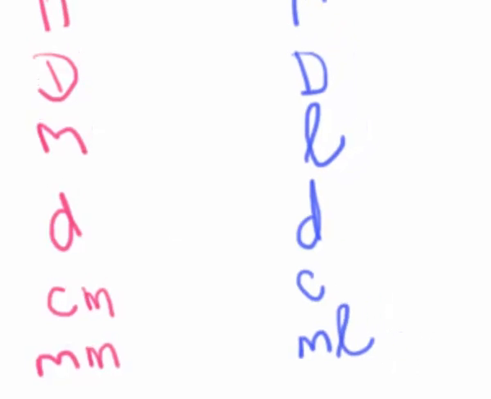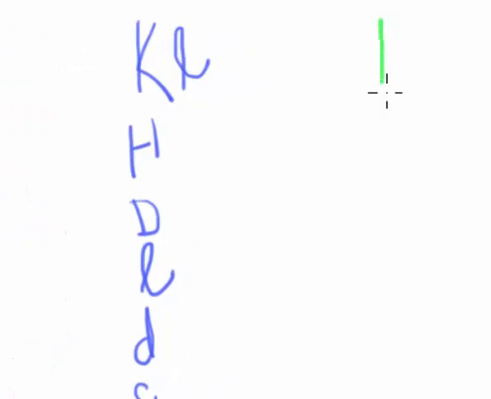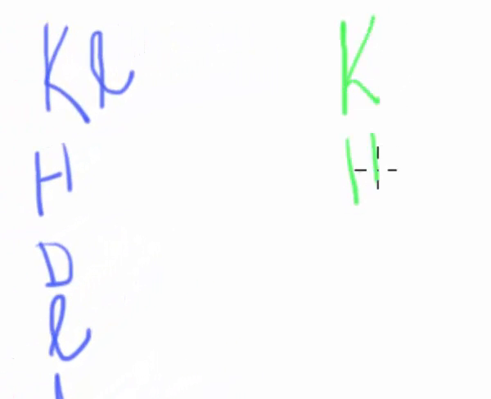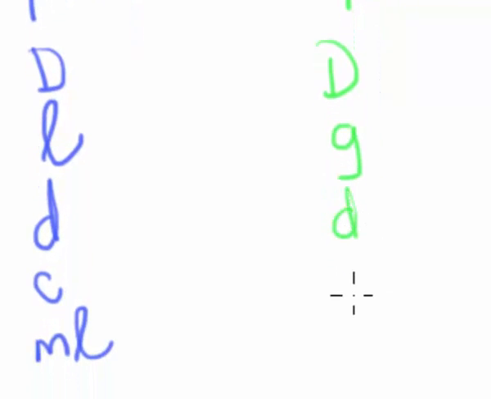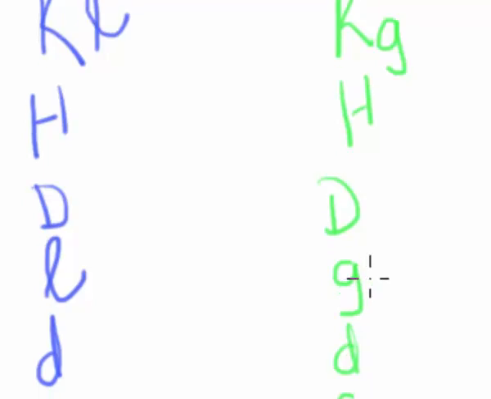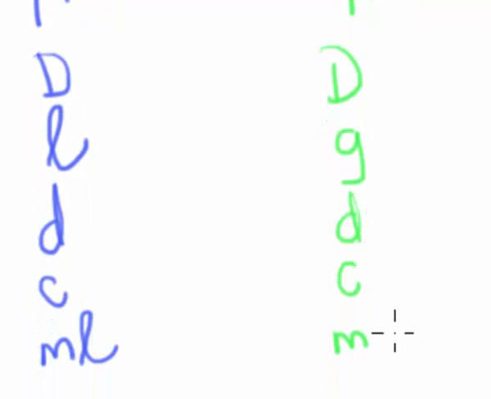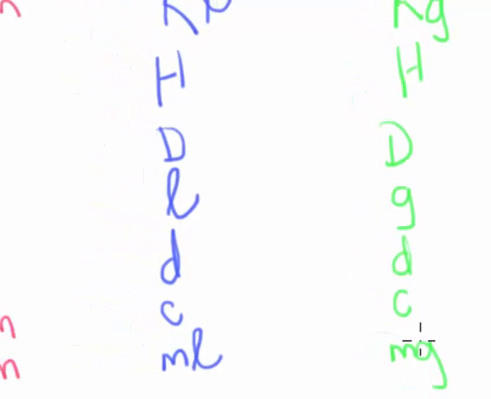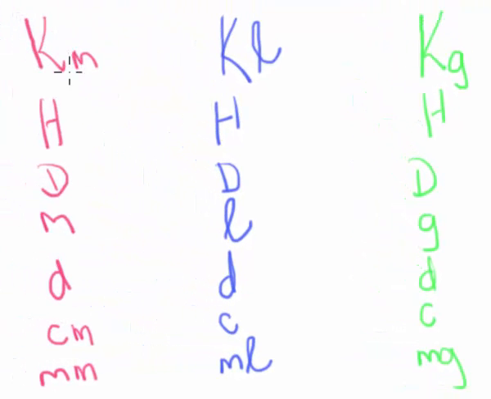Then when it comes to mass, we have the following rhyme: King Henry died a gross death called measles. In this one we're dealing with weight, or mass, so it's going to be kilograms, hectograms and decagrams. There's our plain grams, decigrams, centigrams and milligrams. So now you can see that's quite a nice easy rhyme to be able to remember them.